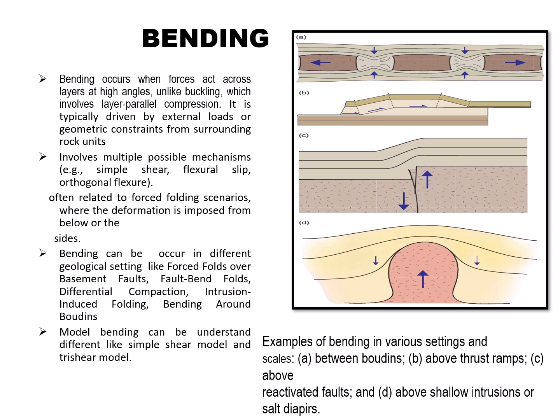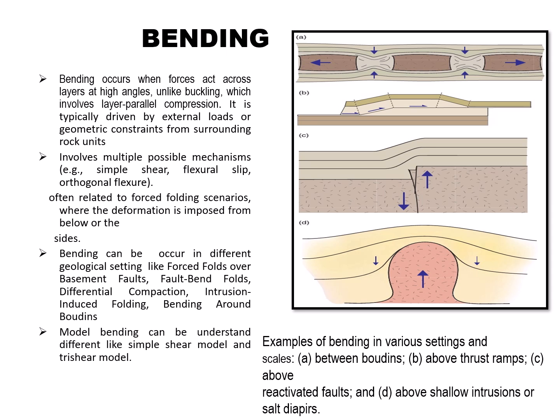Let's go to bending. Bending occurs due to the stress acting across the layer, commonly from external forces like basement fault movement, intrusion such as magma, salt diapirs, and differential compaction in basins. Bending involves multiple deformation processes such as flexural slip and simple shear. The trishear model is often used to explain folding in fault-related bending, especially where strain is localized in triangular zones ahead of fault tips.